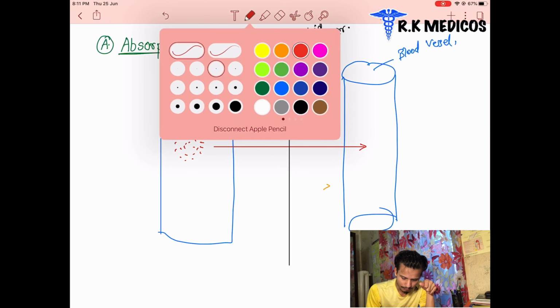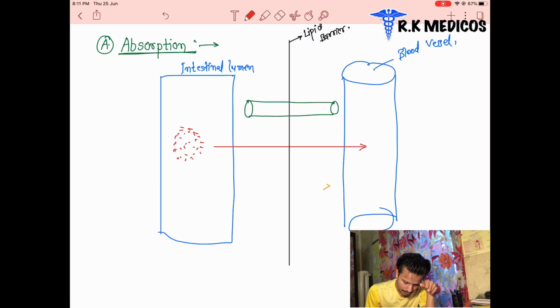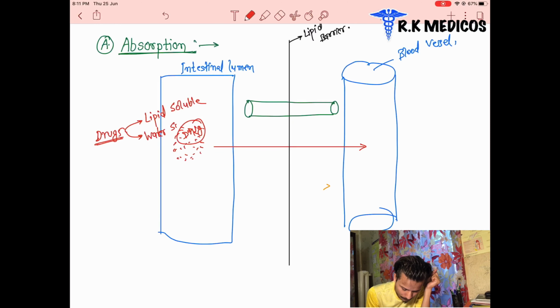When a drug enters from the intestinal lumen to the blood vessels, it has to cross these barriers, the lipid barriers, and it passes through these mediators. These drugs are of two types. On the basis of absorption, the drugs may be lipid soluble or water soluble.